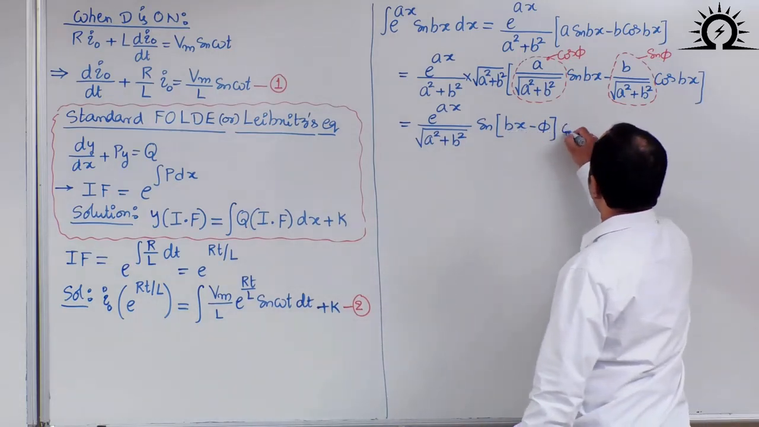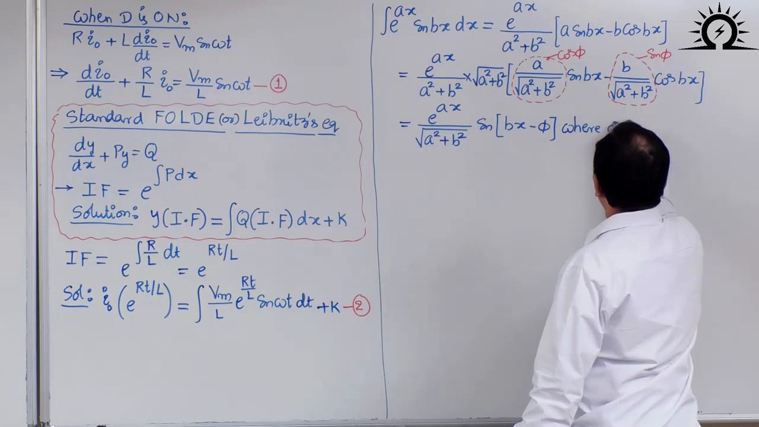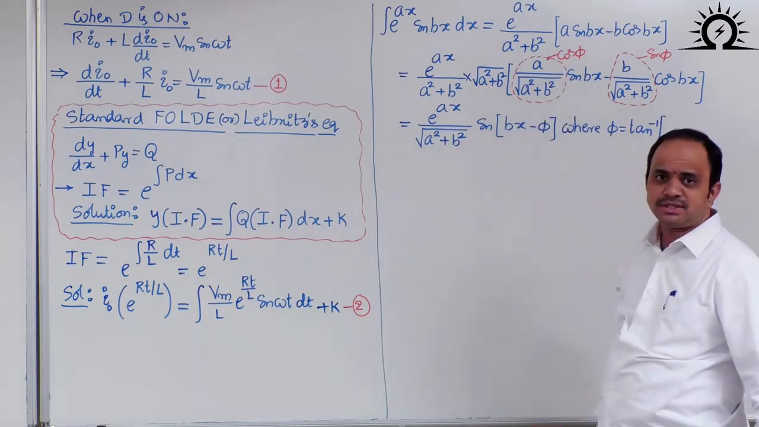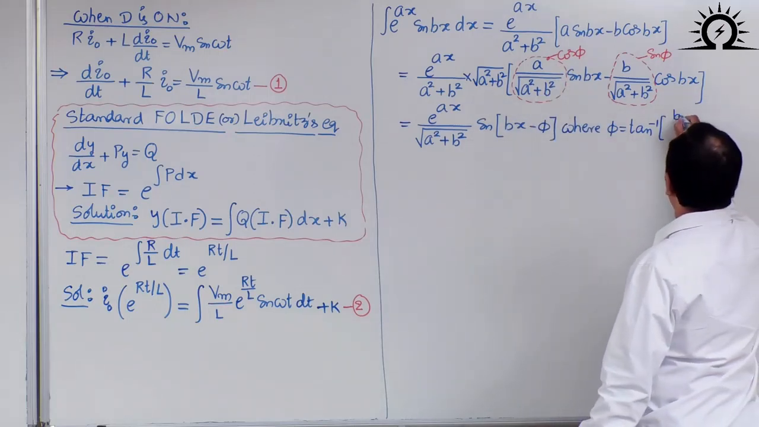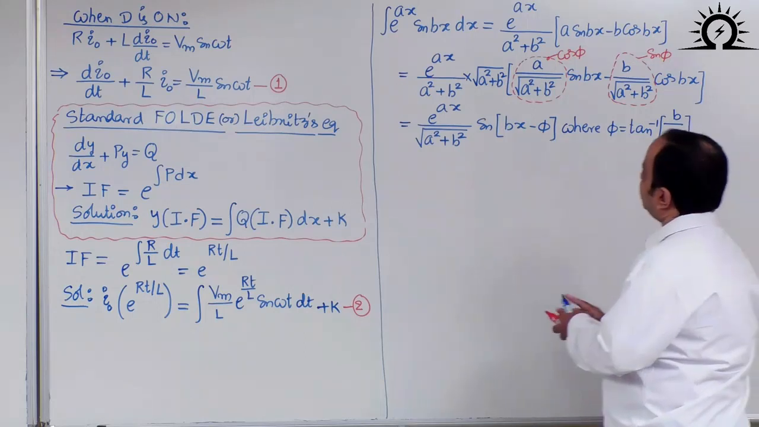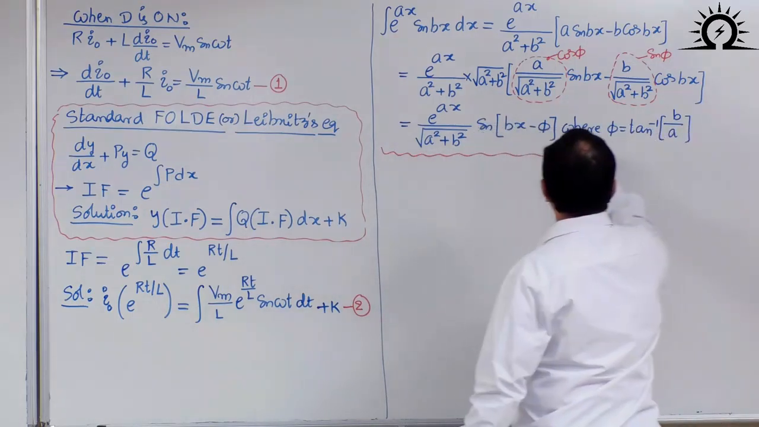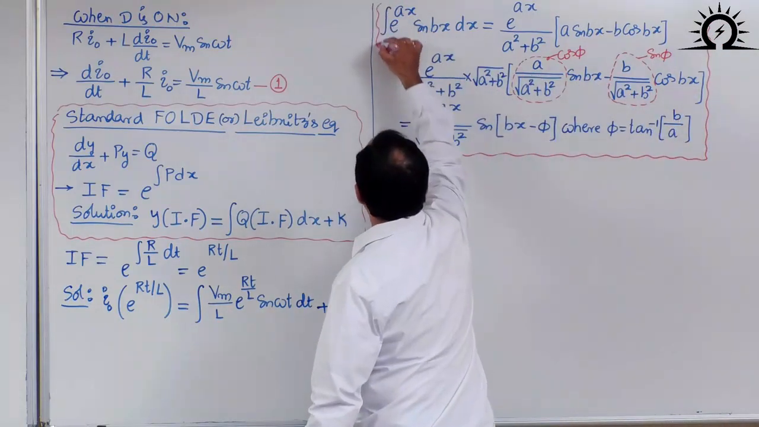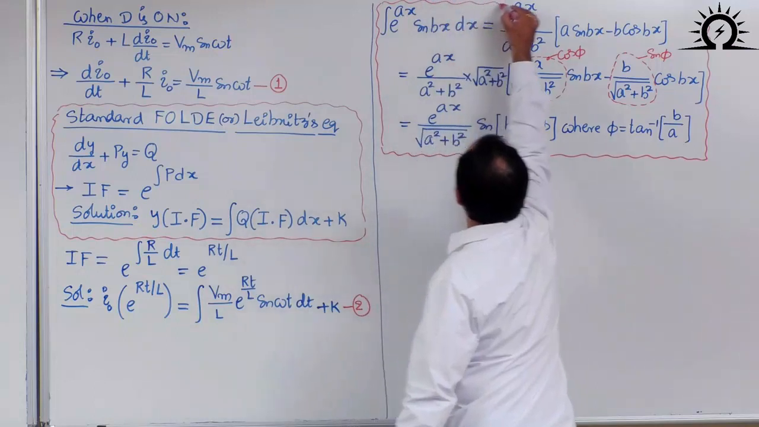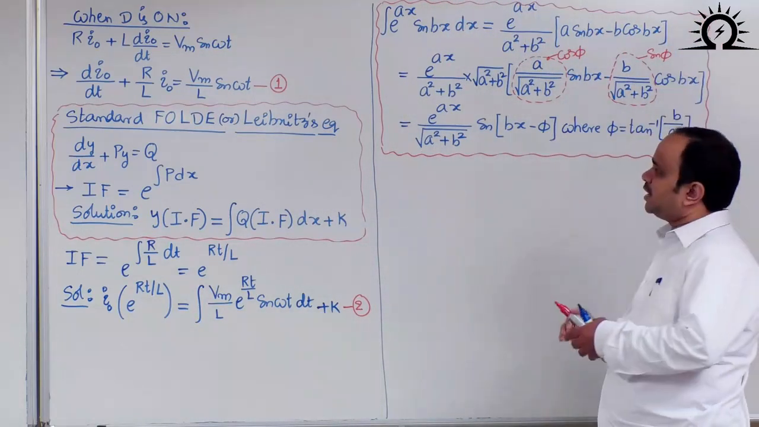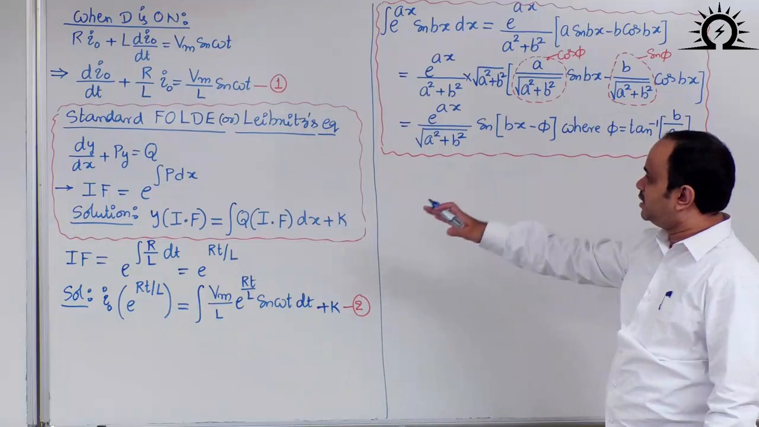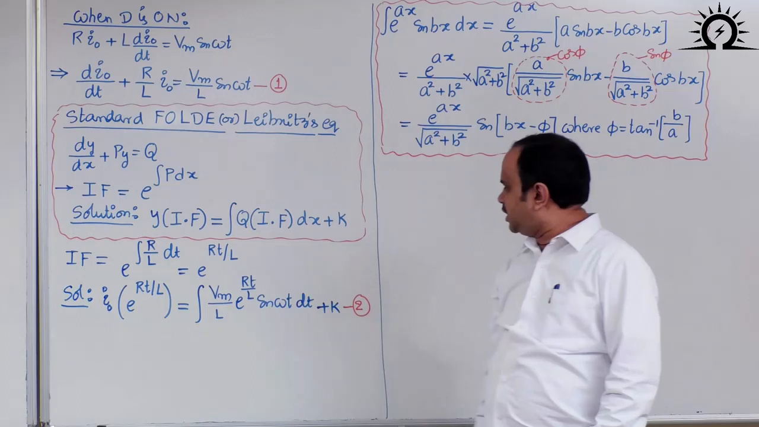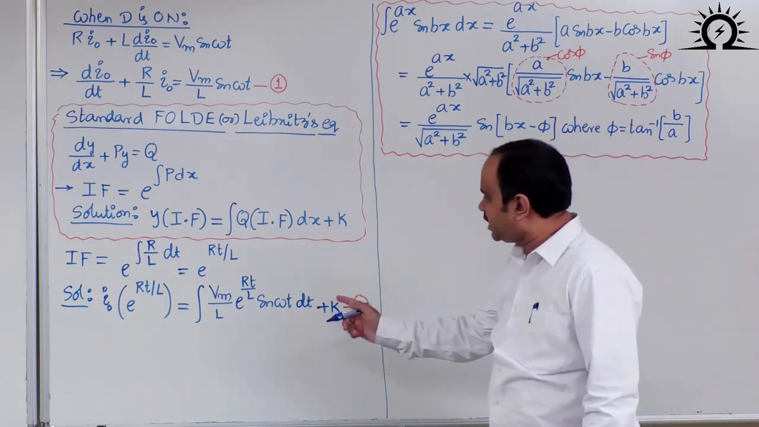What is phi here? Phi is equal to tan inverse of sin phi by cos phi, so we can write it as tan inverse of b by a. This is also a mathematical conclusion. Now I would like to use this mathematical conclusion for our equation. Now I will use these conclusions in order to simplify equation number 2.